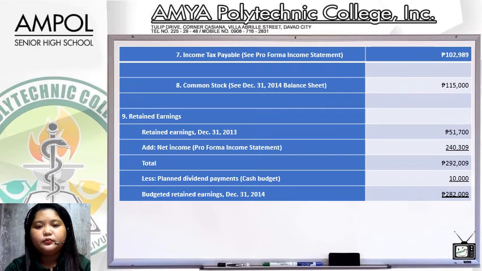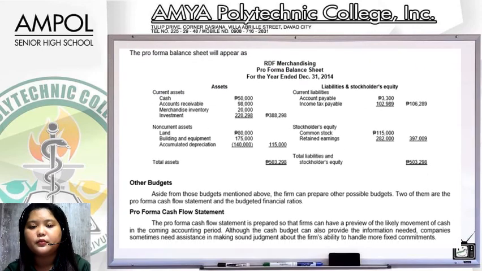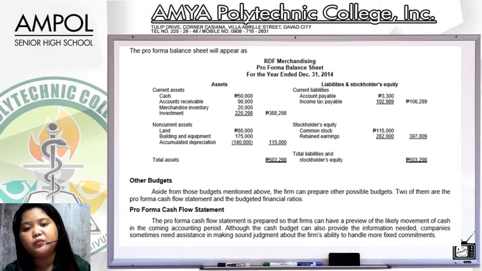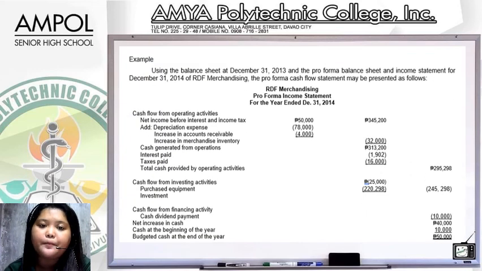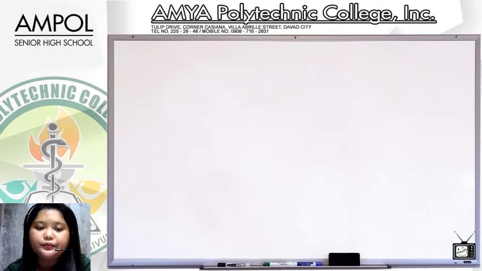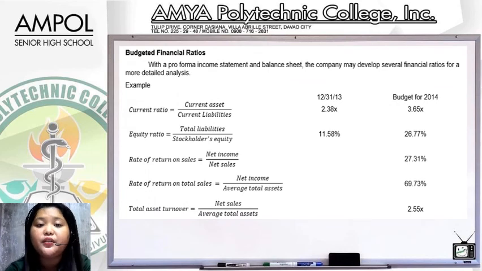Next, the income tax, the common stock, then the retained earnings. Here, this is how the pro forma balance sheet will appear. This is how it looks. So the other budgets, aside from those mentioned above, the firm can prepare other possible budgets. Two of them are the pro forma cash flow statement and the budgeted financial ratios. Here is another example, and the budgeted financial ratios.